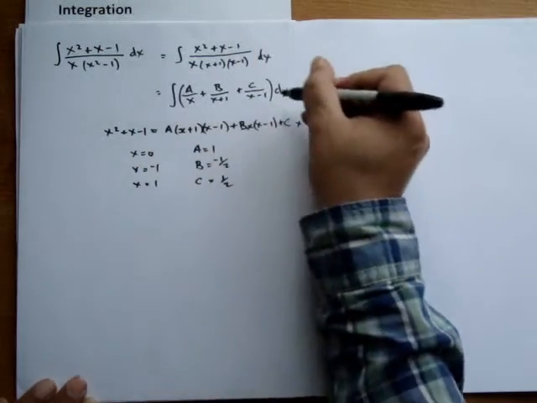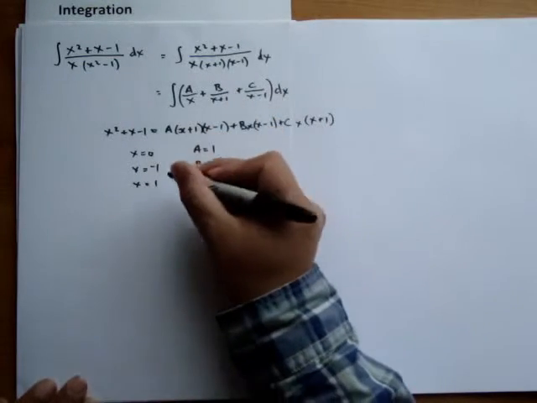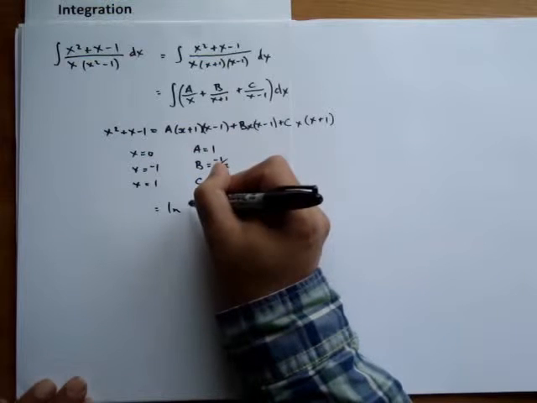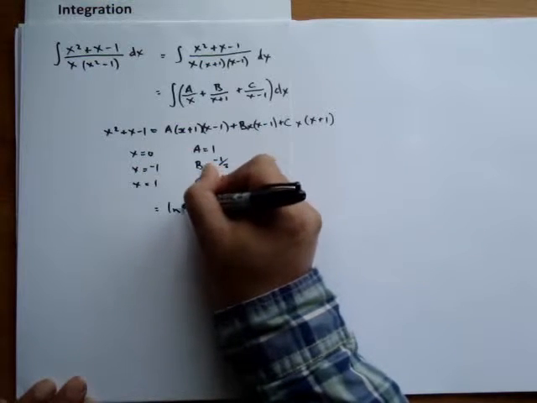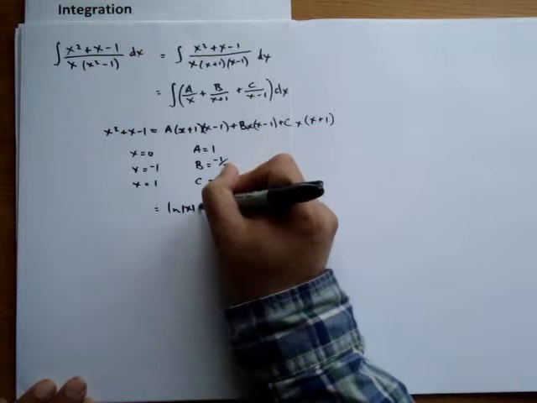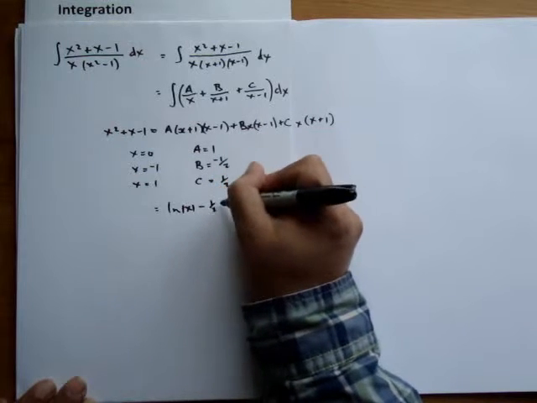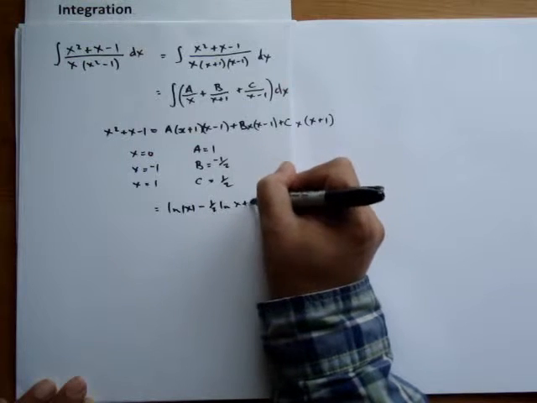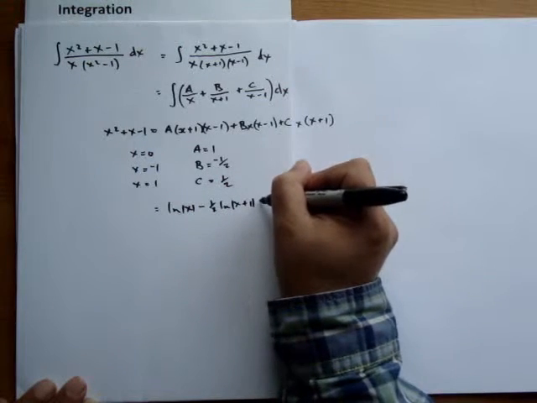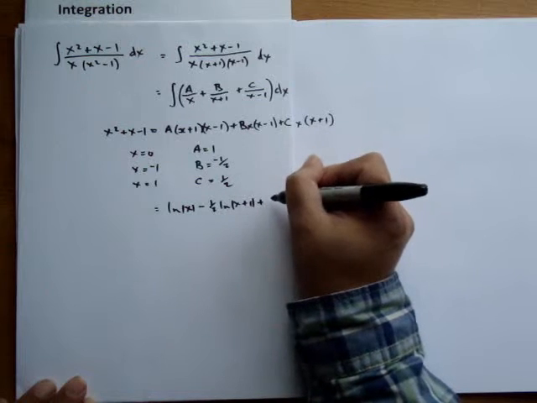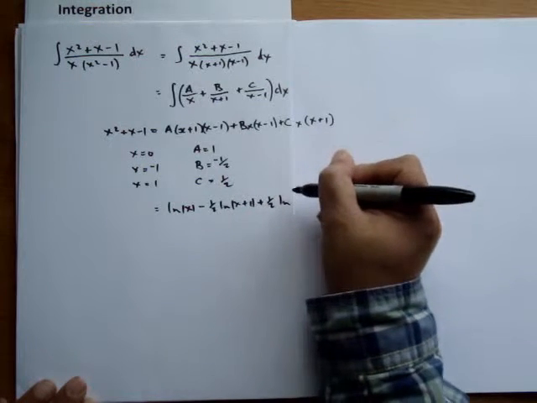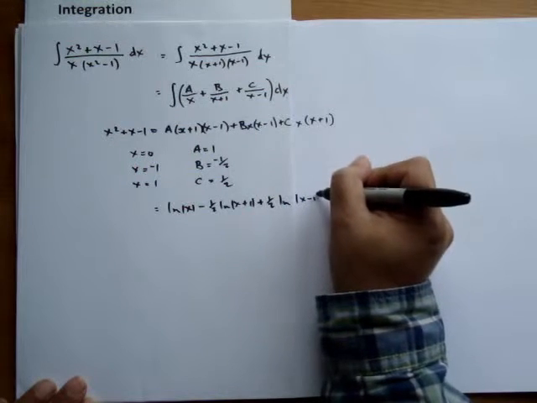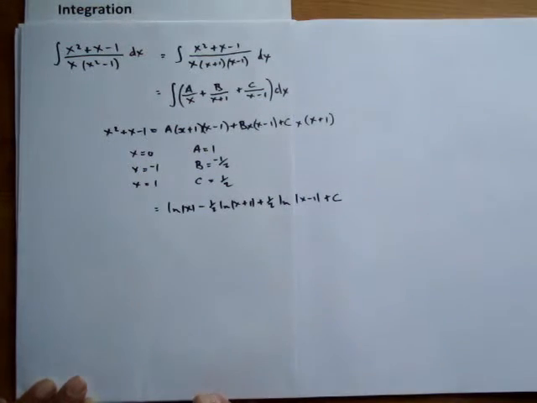And then when we put it back into our equation and integrate it, we get the natural log of x minus a half natural log of x plus 1 plus a half natural log of x minus 1 plus c.